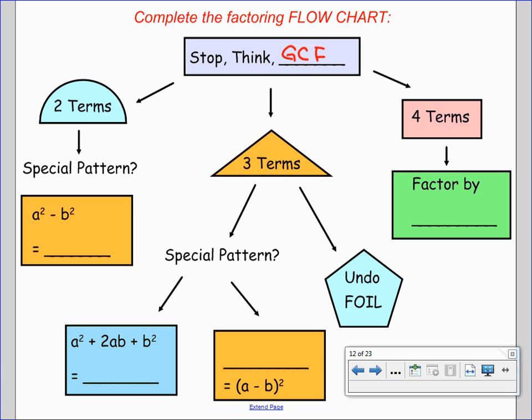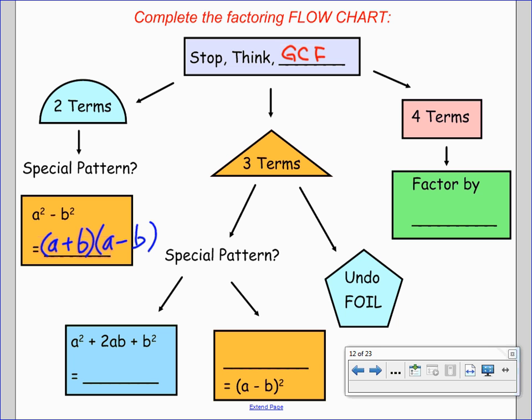Then, if I have a two-term polynomial, or there is no GCF but it's two terms, it might be a special pattern. If it's a binomial and contains perfect squares, then maybe it was the special pattern a squared minus b squared. We've seen time and time again how that has the same entries, opposite operation. So that would be a plus b times a minus b if we were to factor a difference of perfect squares. We might still have a special pattern even if there's three terms, but then it would be a sum, a binomial squared, the square of a sum or the square of a difference. A squared plus 2ab plus b squared.